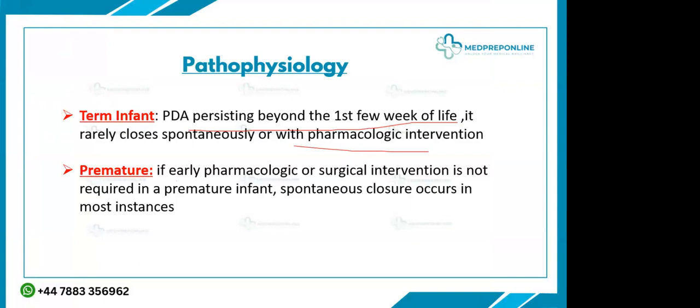While in the premature, if early pharmacological or surgical intervention is not required, it means that it is not that much affecting the premature baby, or with early pharmacological intervention it has been closed, then it's spontaneous. If it is not a large defect that is going to cause the baby heart failure, then usually the PDA is going to be closed spontaneously in most instances. So if it does not affect the premature baby that much, then it's most likely to close spontaneously unless it's such a large defect that it's going to cause heart failure in the premature baby, then we need some pharmacological or surgical intervention.